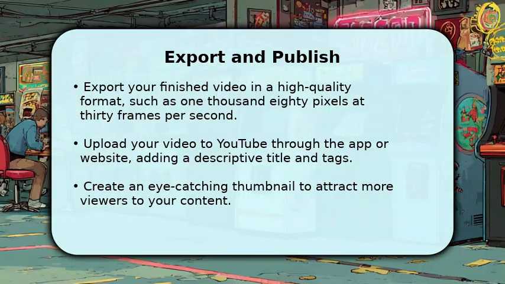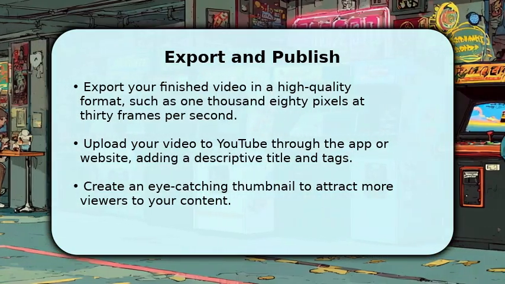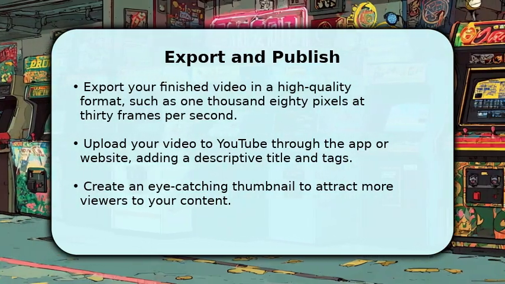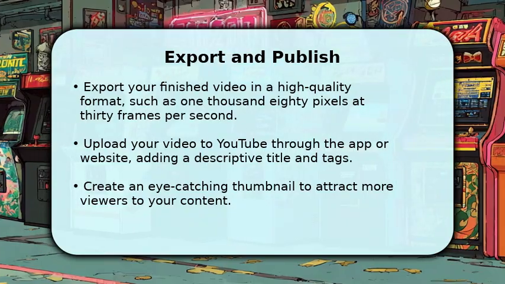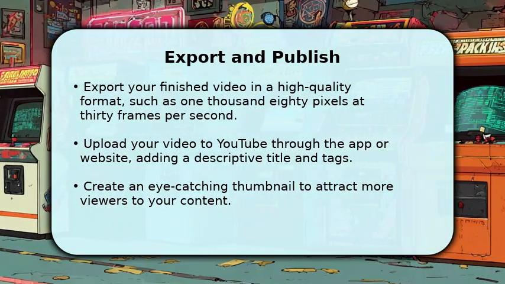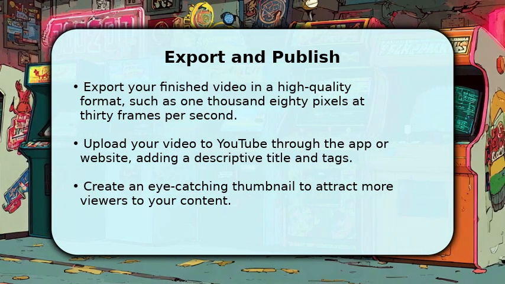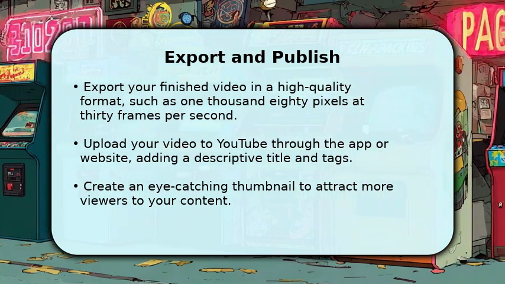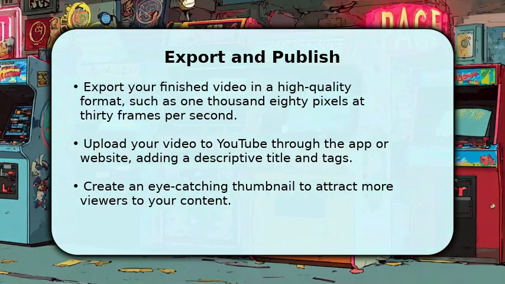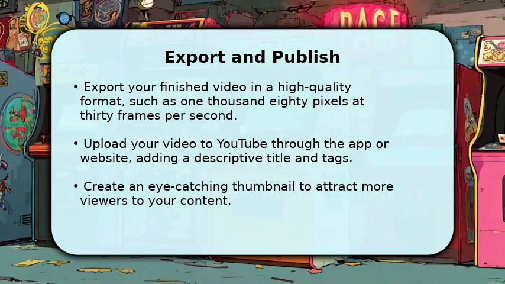Export your final video in a high-quality format, such as 1080 pixels at 30 frames per second for crisp visuals. Next, upload it to YouTube, adding a compelling title, a detailed description, and relevant tags to help people find your content. Finally, design an attractive custom thumbnail, as this is often the first thing potential viewers will see.